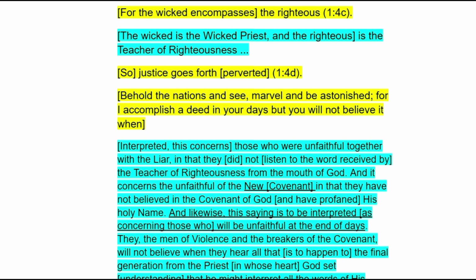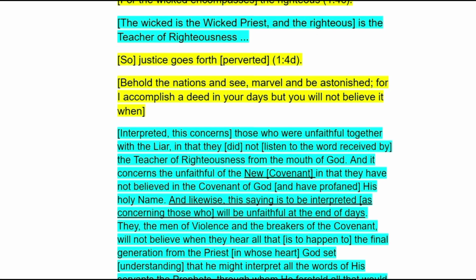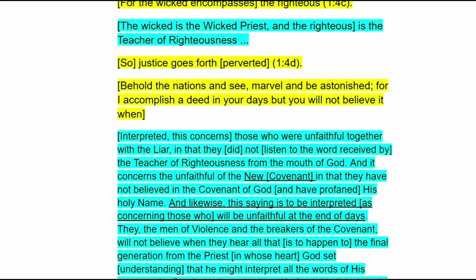"Justice goes forth perverted. Behold the nations, and see, marvel and be astonished, for I accomplish a deed in your day, but you will not believe it when it comes to pass." Anyway, here, the interpretation.